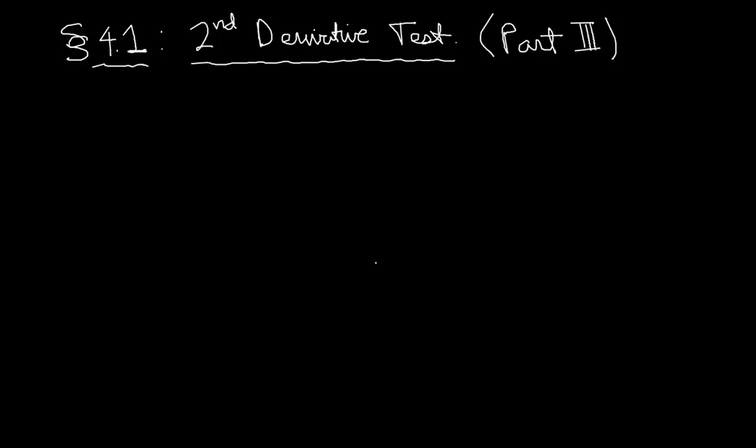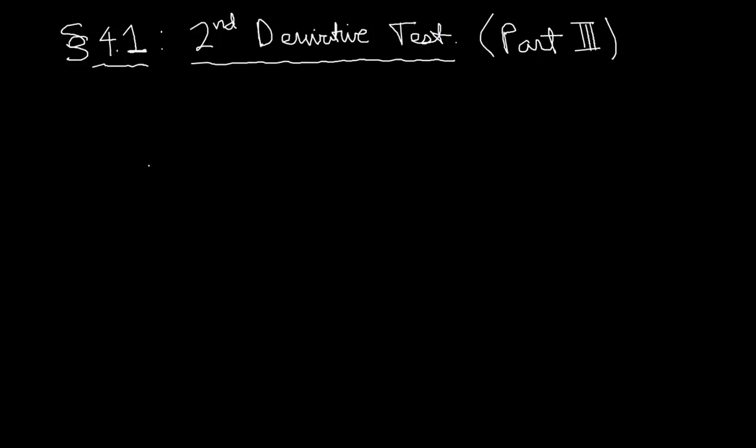In this video, we're going to wrap up the second derivative test, and in particular, we're going to show the cases where it doesn't work. If you remember, when the second derivative is positive and you have a critical point, you get a relative min. And if the second derivative is negative at a critical point, then that critical point is going to be a relative max.